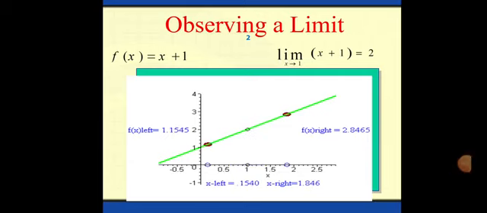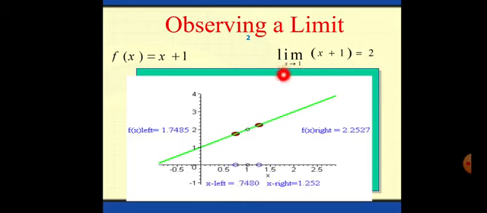Hello everybody. Today we are going to discuss how we can find the limit of a function. For example, if we have f of x equals x plus 1, and we want to find its limit when x approaches 1, or we can say x tends to 1. If we notice, when x approaches 1 from the right-hand side, the positive side, and from the left-hand side, the negative side, we can see that the value of f of x approaches 2. So the limit of this problem equals 2.